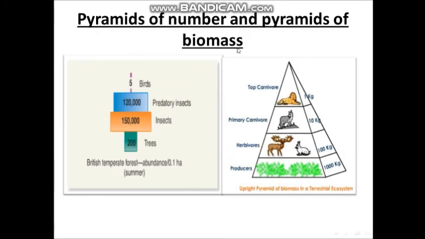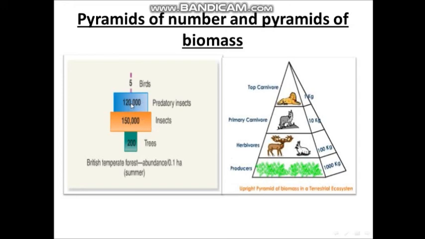Now, pyramids of numbers and pyramids of biomass. These are two types of pyramids, but you can see the difference between the shape of each. This one is a pyramid of numbers and this one is the pyramid of biomass. Here I am representing trees in numbers, insects in numbers, predatory insects in numbers, and birds in numbers. So I'll explain this. There are 200 trees and they are enough for 150,000 insects, which means these many insects can be easily fed on these 200 trees.